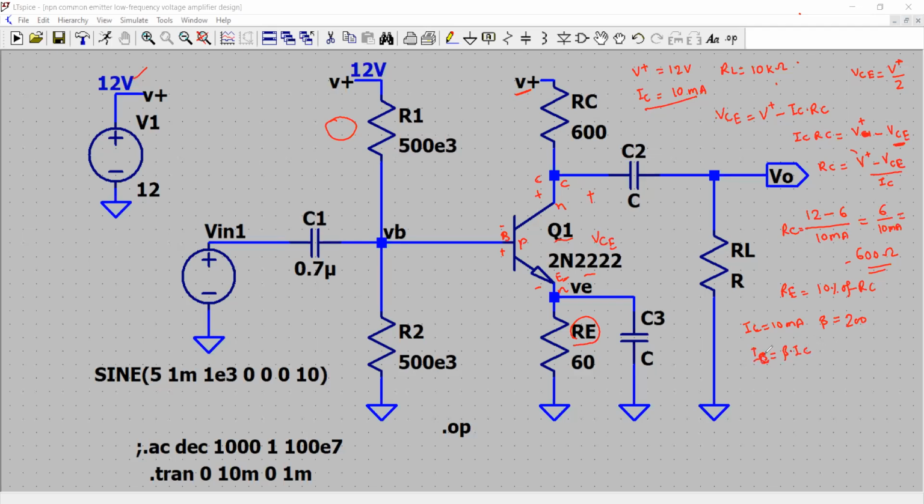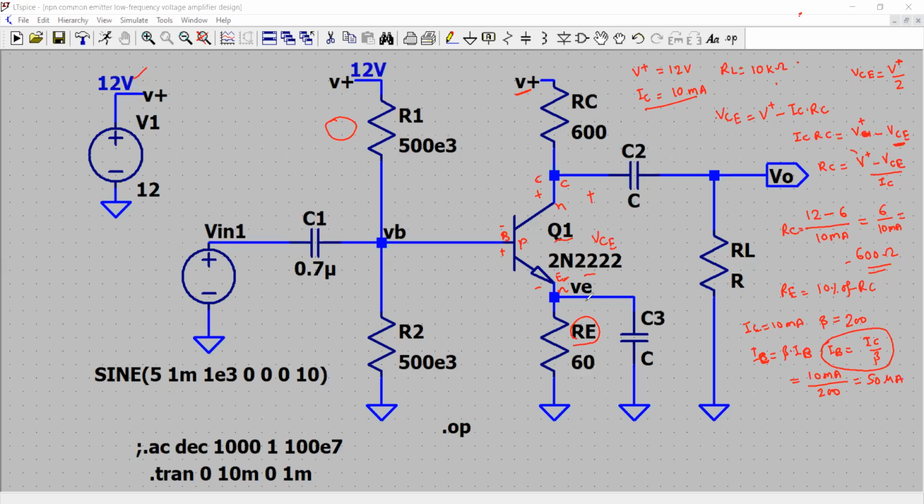Sorry, IC is beta times IB. Therefore, IB will be IC over beta, which is 10 milliampere divided by 200. Let me calculate the value of it. So tell me, what is the value of IB? 10 milliampere divided by 200 equals how much? It comes out to be 50 microampere. So you see, we got the value of IB as well.